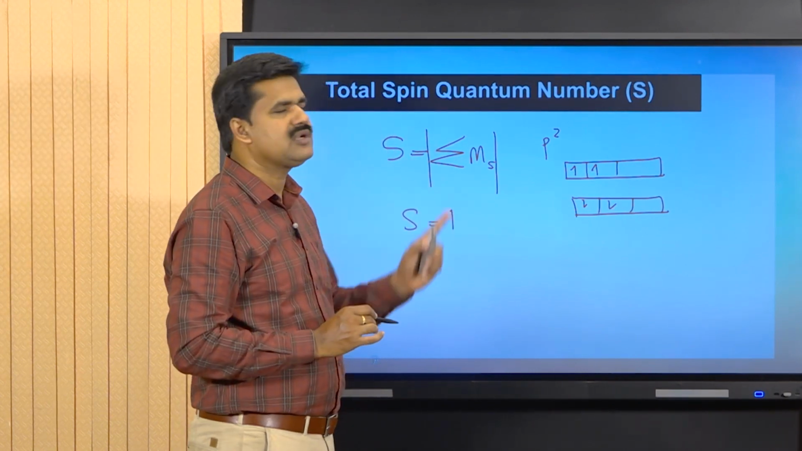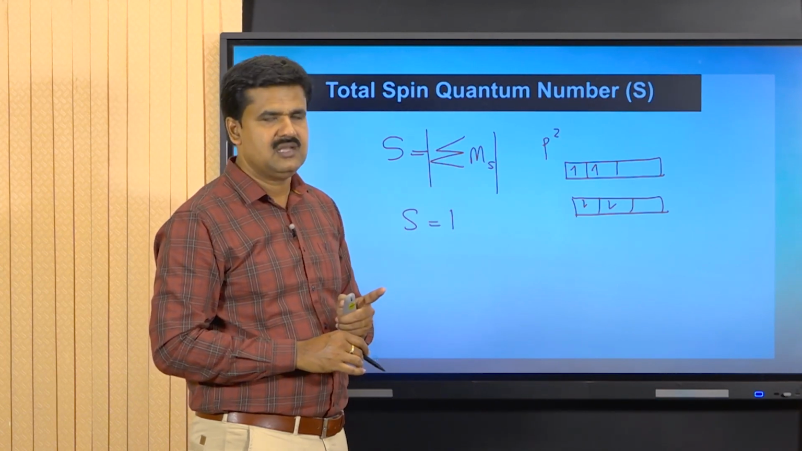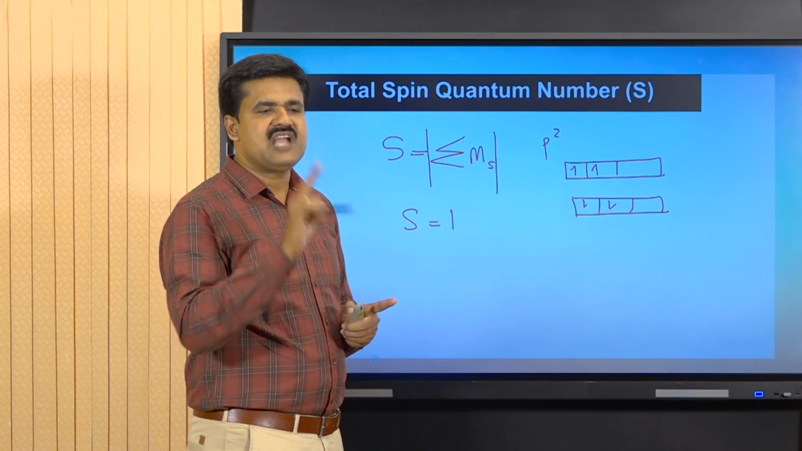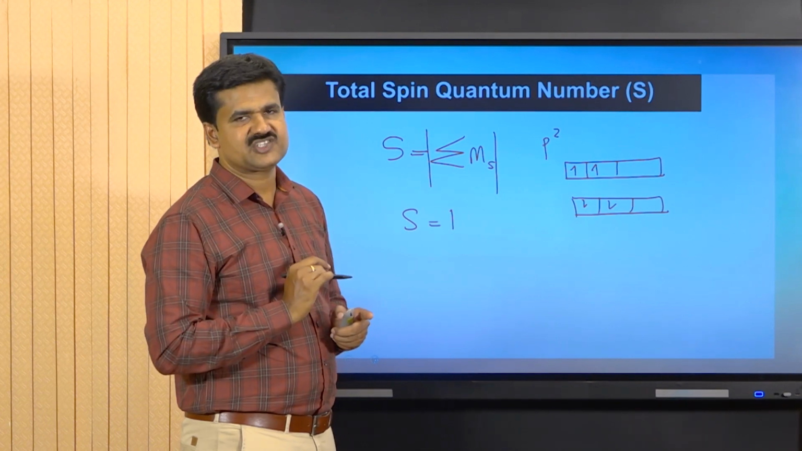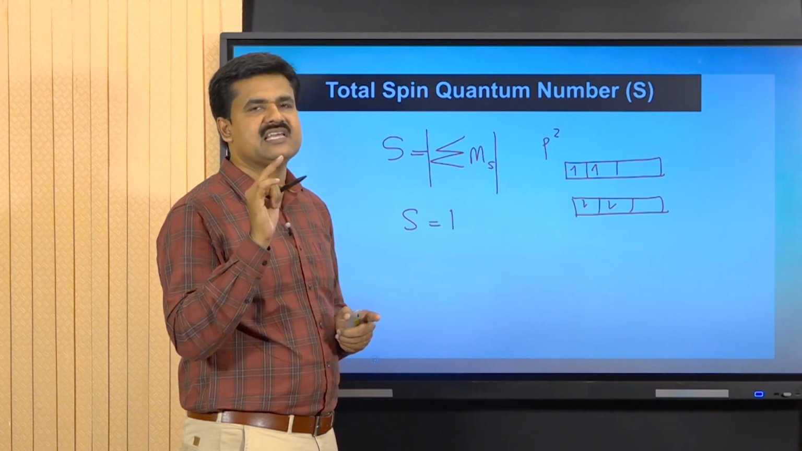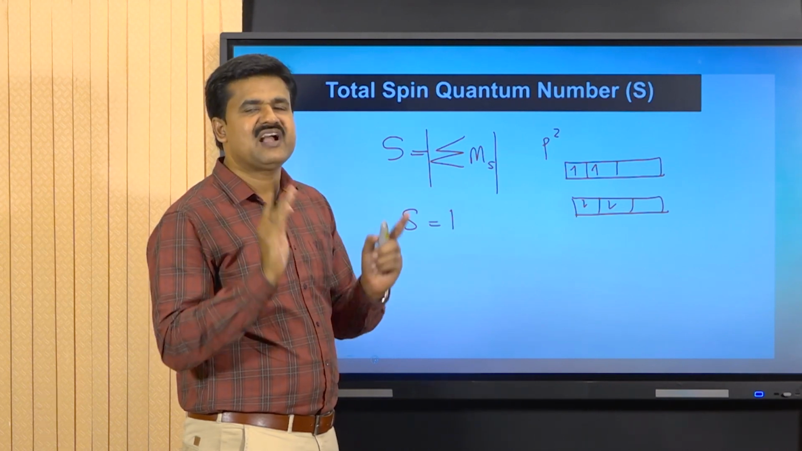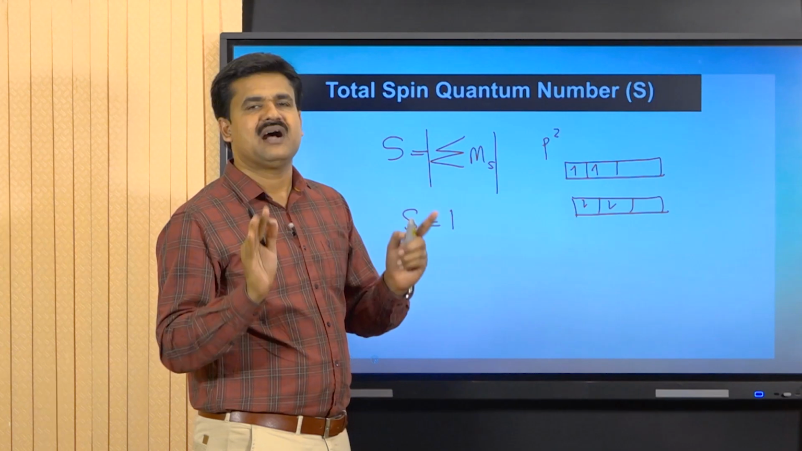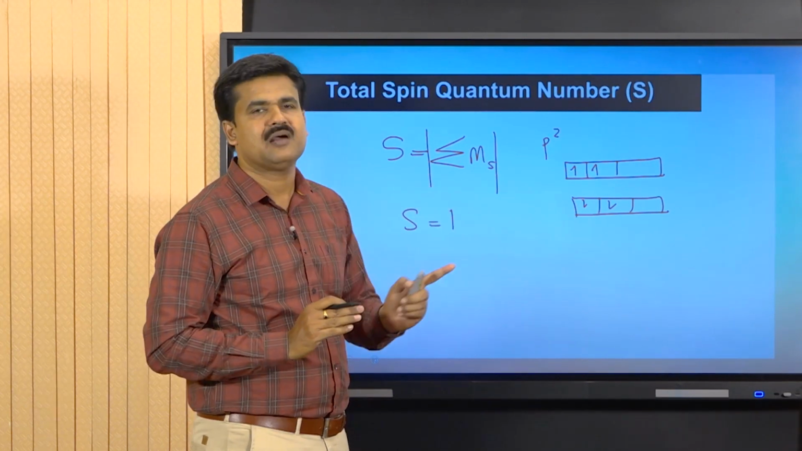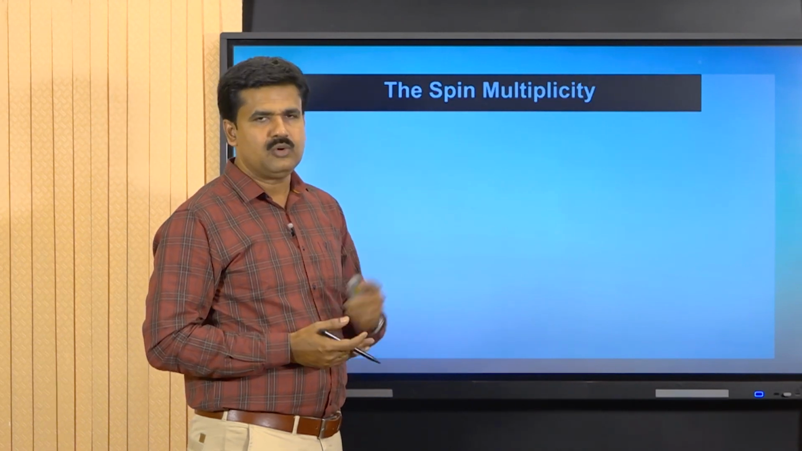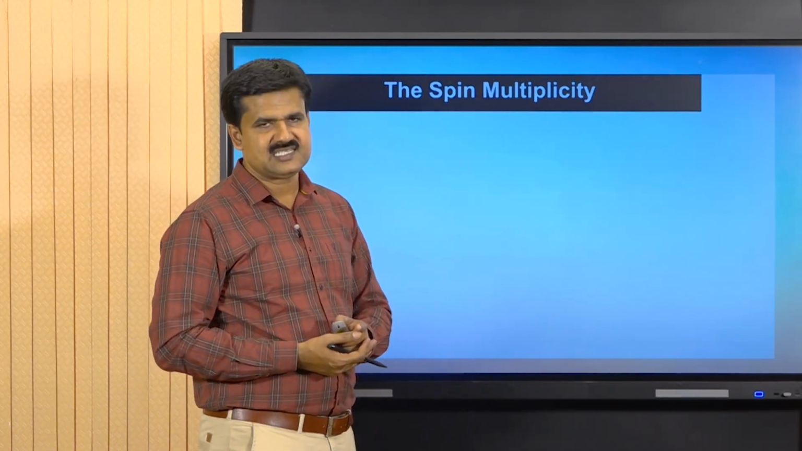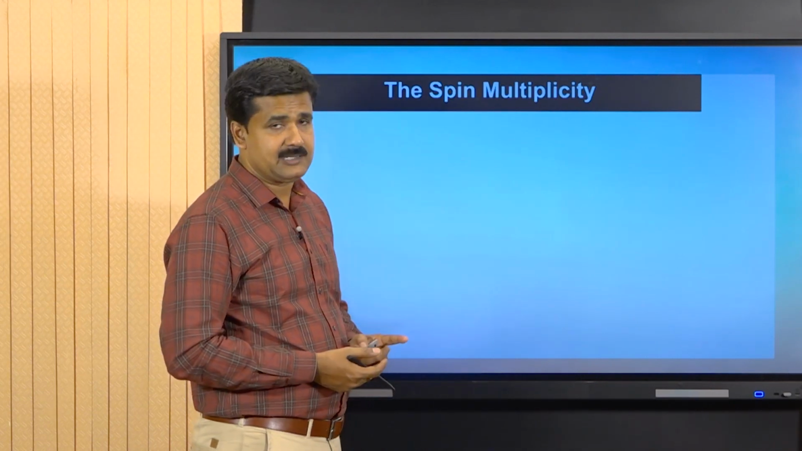That is about the spin quantum number. So, to find out the spin quantum number, we have to look at the electronic configuration and pick out the unpaired electrons and add their spin quantum numbers. Finally, take the magnitude. This will give the total spin quantum number capital S. Now, the second term, the spin multiplicity. This is a very, very important term.